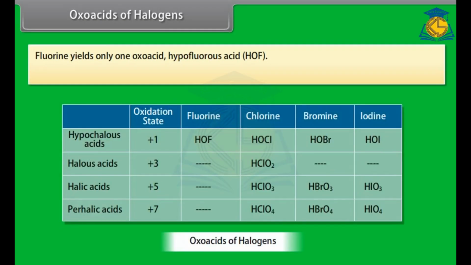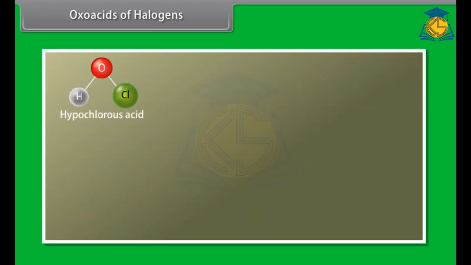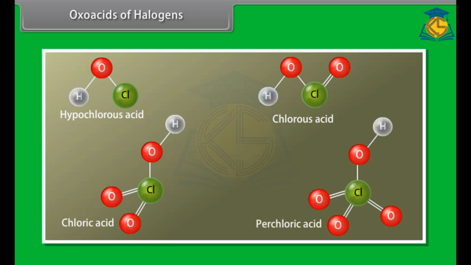Oxoacids of halogens. Fluorine yields only one oxoacid, hypofluorous acid. Chlorine, bromine, and iodine form 4 series of acids with formula HOX, HXO2, HXO3, and HXO4. Many of these are known only in solutions or as salts. The structures of oxoacids of chlorine are hypochlorous acid, chlorous acid, chloric acid, perchloric acid.